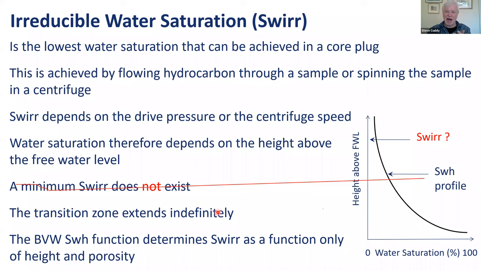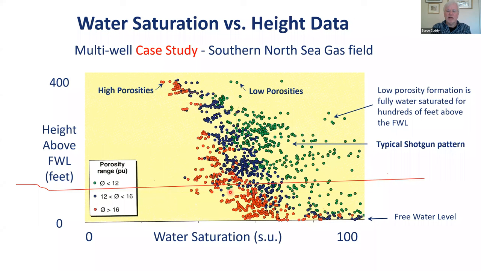So let's have a look at some case studies here. There are over 200 case studies mentioned in the paper, and I want to show you one or two. This is a multi-well study from the southern North Sea gas fields. Here we're plotting perhaps 20, 25 wells. This is the classical SW against height plot. The z-axis, the color, is porosity.